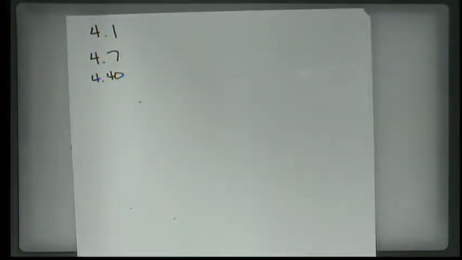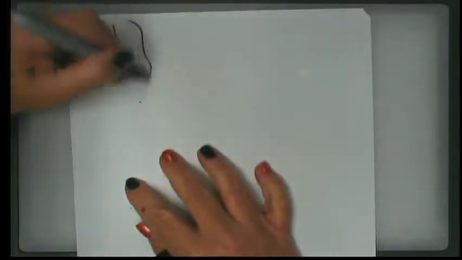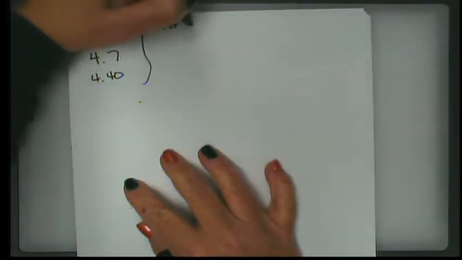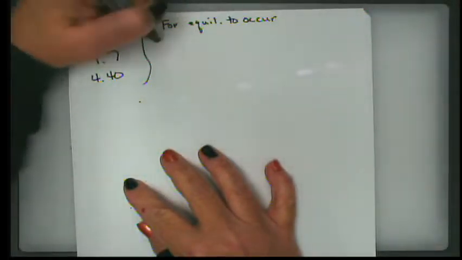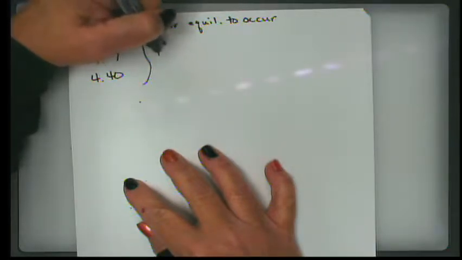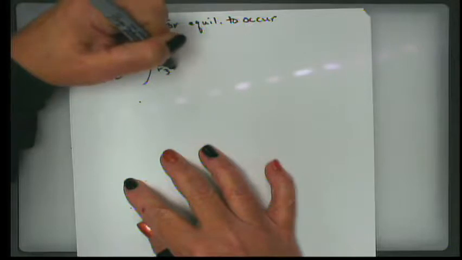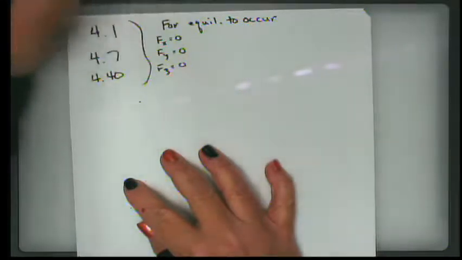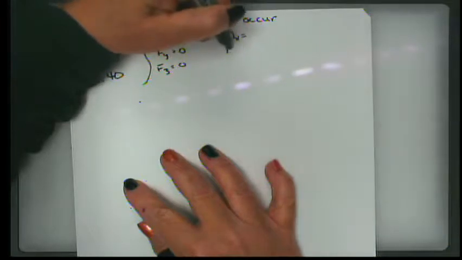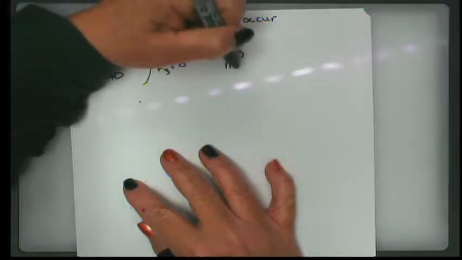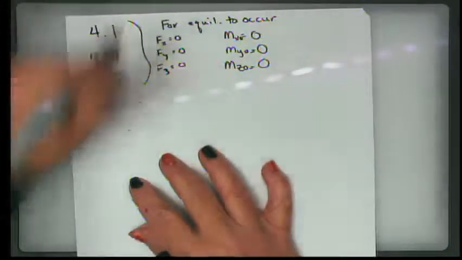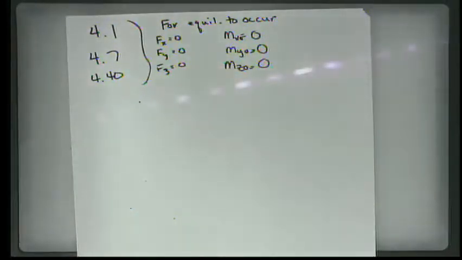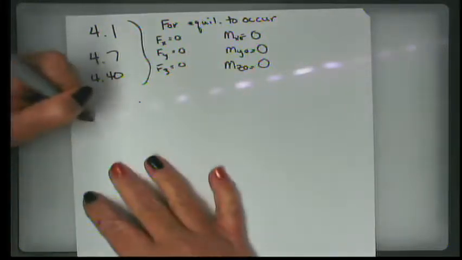But having said that, the basic idea that we're going to talk about today is for equilibrium to occur, we need all of these conditions met. The summation of forces in the x direction, the y direction, and the z direction all have to equal 0. And similarly, the moments in the x direction, the y direction, and the z direction about any given point have to be equal to 0. So in 3 dimensions, we have 6 equations of equilibrium that must be satisfied.